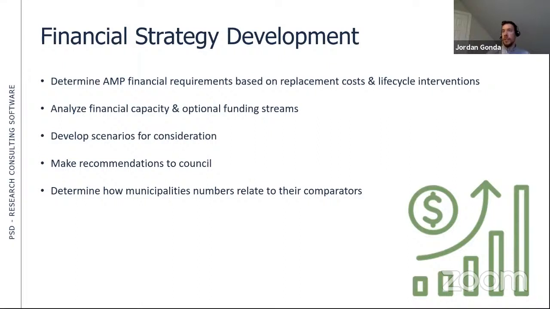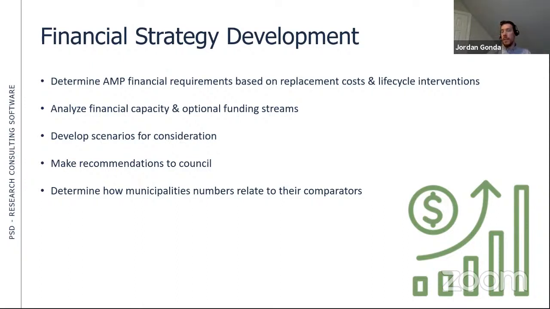The financial strategy takes everything we put together and lets us know what the financial requirements are based on our life cycle interventions, based on our priorities. It will analyze our financial capacity, what kind of funding streams we have. We can even look at different kinds of scenarios, maybe taking on different kinds of rates, trying to close the gap in different numbers of years. So that financial strategy is what looks at different things we can do.